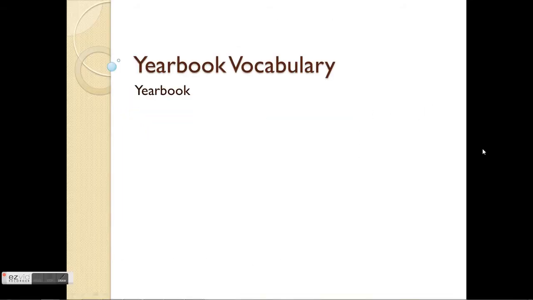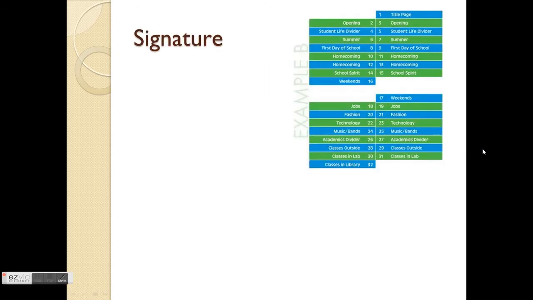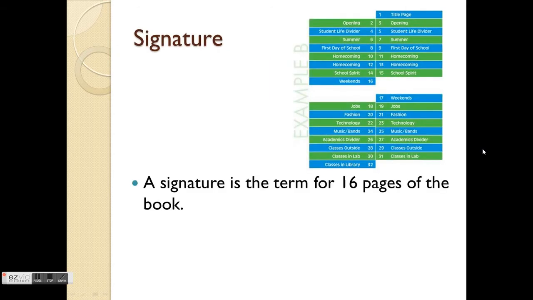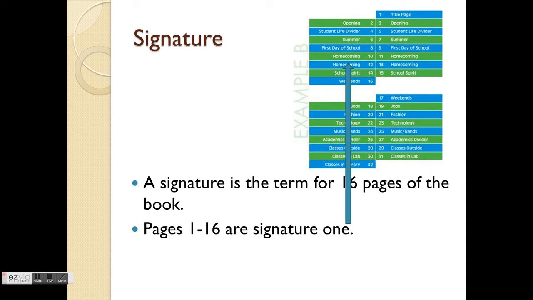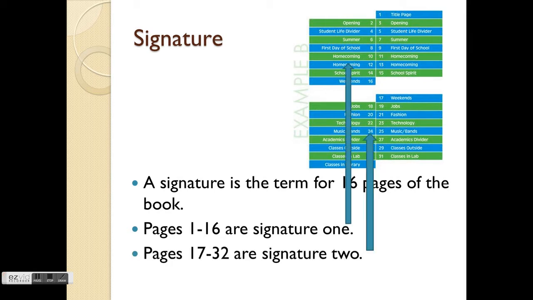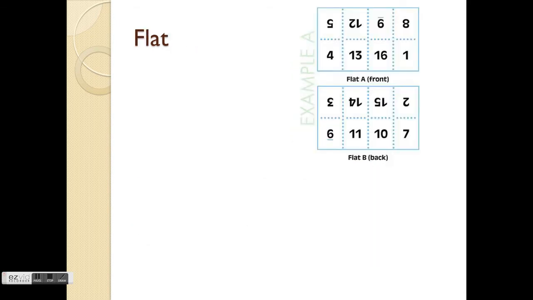This is your yearbook vocabulary. You're going to have a quiz on Wednesday. The first term is signature. That is a term to describe 16 pages of the book. Pages 1 through 16 are signature 1, and pages 17 through 32 are signature 2. We have 7 signatures in our yearbook.